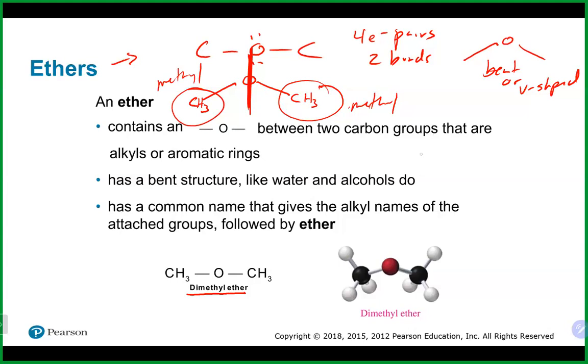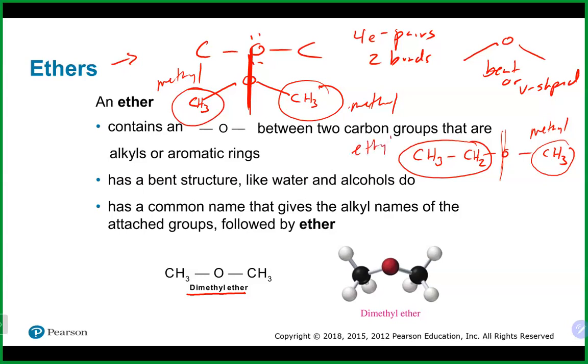So if we had something like this, again, we would come here and we would go to the right, and that's a 1-carbon group, which is a methyl group. We would go to the left, which is a 2-carbon group, which is an ethyl group. And again, we would put it in alphabetical order, ethyl, methyl, and then just put ether at the end of it.